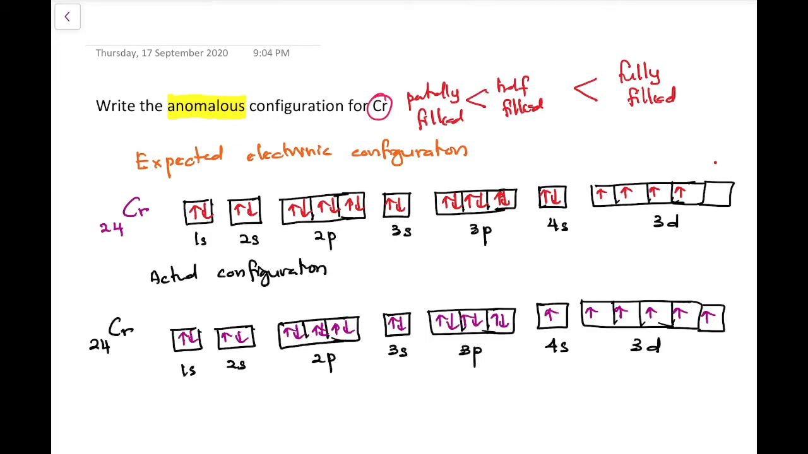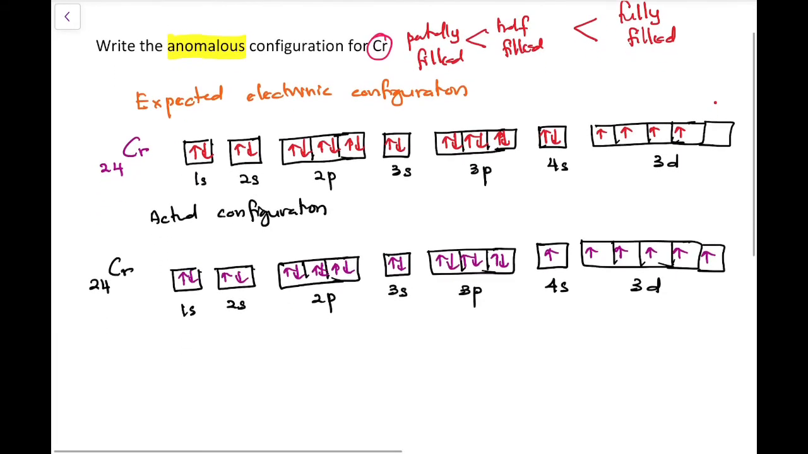This is the actual electronic configuration. So how to explain? Now we can examine one by one. Look at the first one, 1s, it does not have any difference. 2s also, 2p, 3s, 3p. Now when it comes to 4s, there is a difference. This is full, this is 1. But for the s orbital, the difference does not give a very big impact towards the stability.